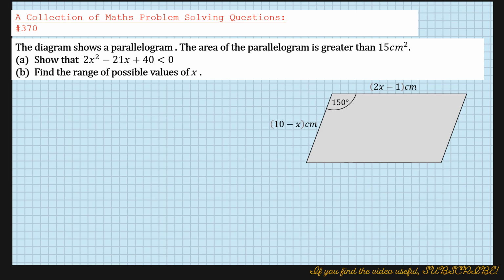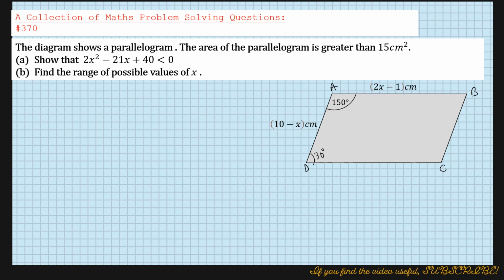So, in the parallelogram, according to the properties of a parallelogram, adjacent angles are supplementary, opposite angles are equal. So if ABCD was the parallelogram, the angle A is 150, so angle D would be 180 minus 150, that is 30 degrees. So this is the starting point for us, and this is 30 degrees.